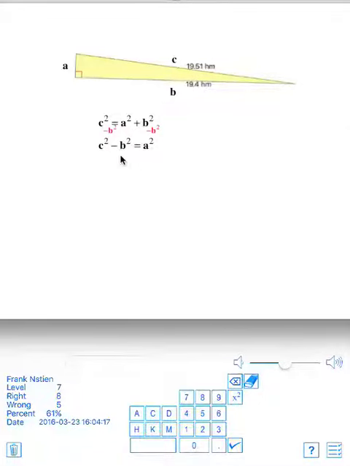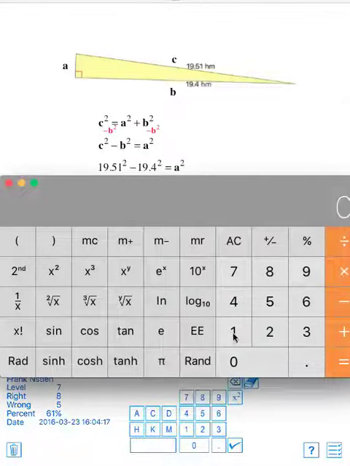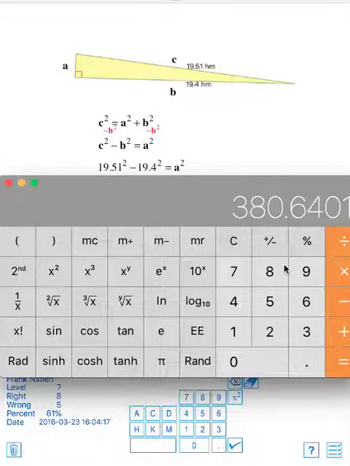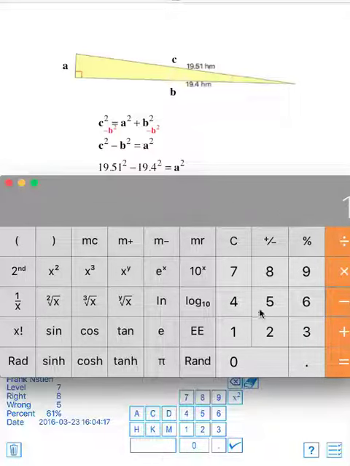All right, then we fill in what we know. So I'm going to replace the c with the 19.51 and the b with 19.4 here, and we end up getting 19.51 squared take away 19.4 squared is equal to a squared. And it's handy-dandy calculator time. 19.51 squared take away 19.4 squared is equal to 4.2801.